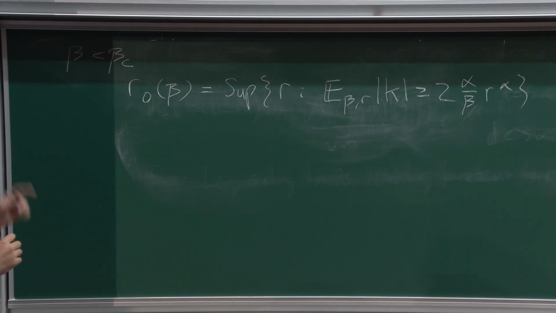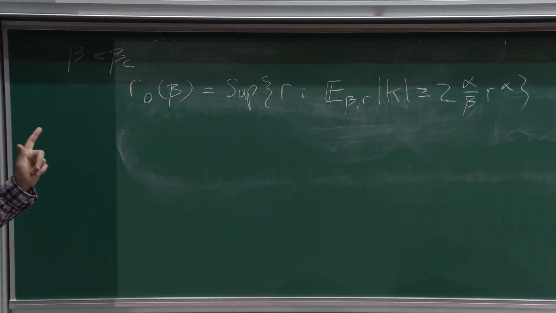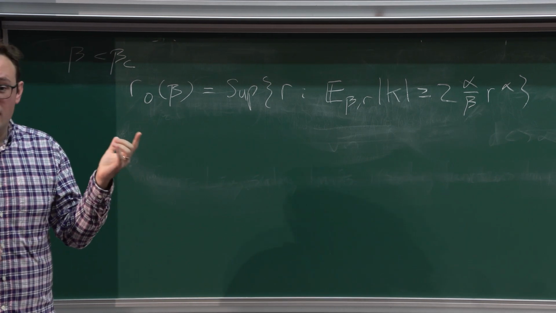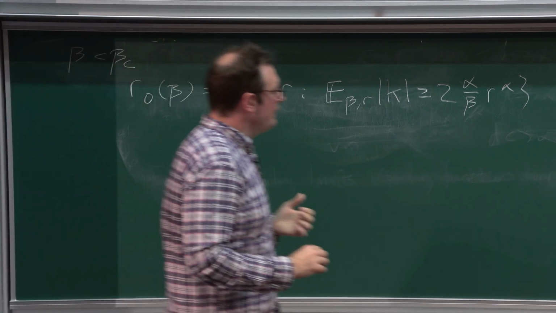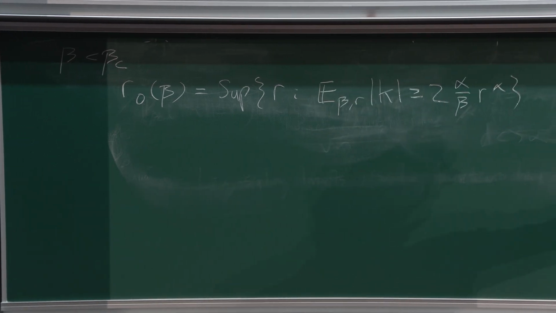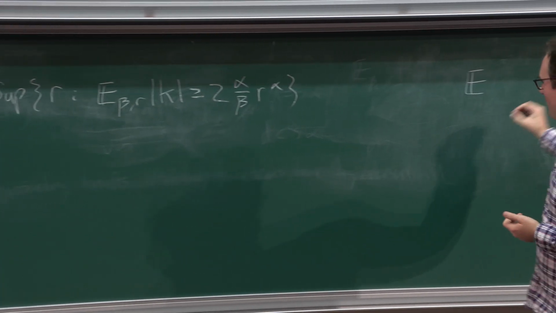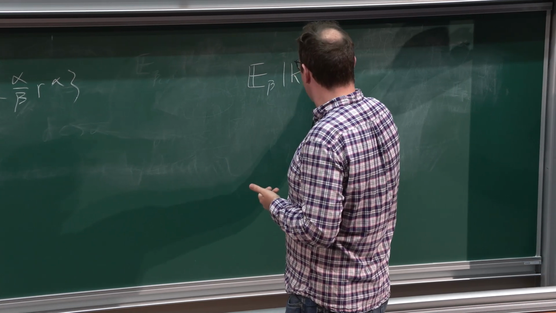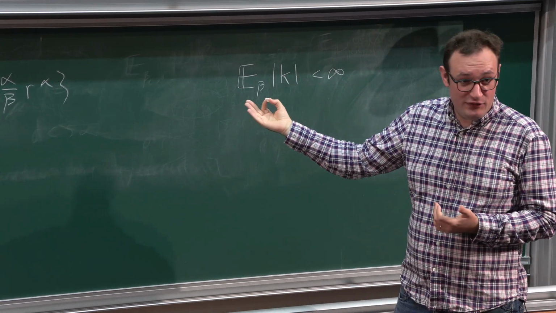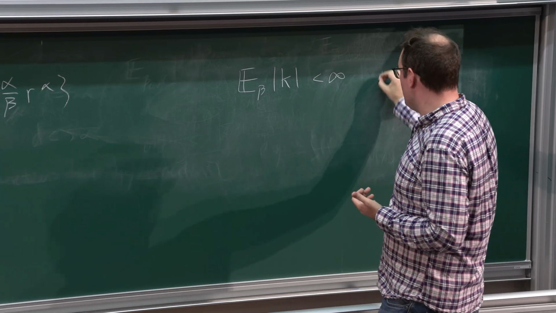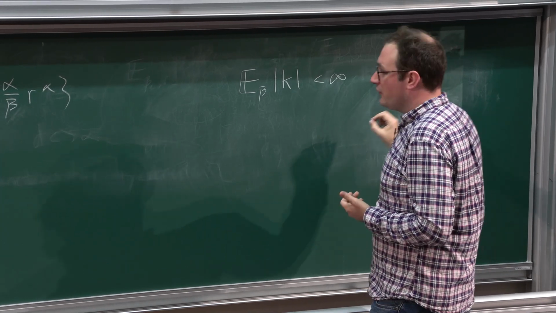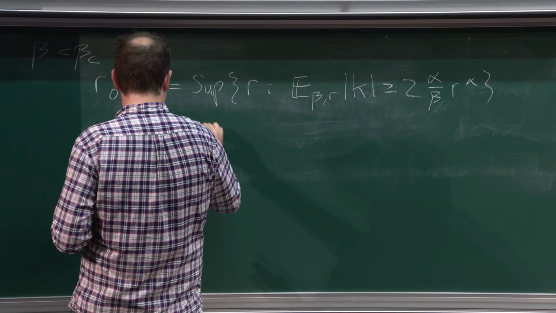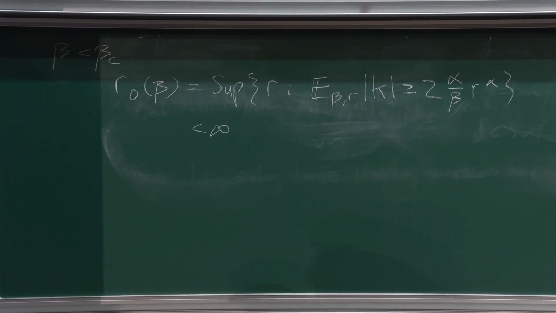Now, I know by the sharpness of the phase transition, which I might prove tomorrow, actually, because it's relevant for the 2-point function things, that without any cutoff, this is a finite number if beta is less than beta c. So in particular, this R0 is finite when beta is less than beta c.